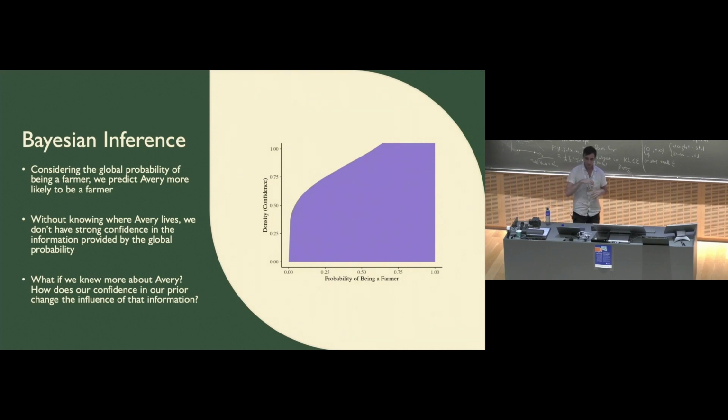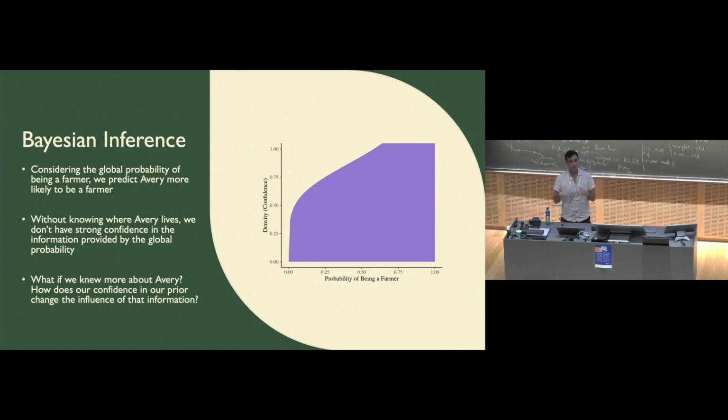So if we now consider the global probability of being a farmer, we're going to adjust our internal model, adjust our reasoning to say, well, we think Avery is more likely to be a farmer. But because we don't know where Avery lives, we don't have a lot of confidence to say that we're going to allow this prior to have a lot of influence. We know there's some information to be gained by including it, but we don't want it to drive our reasoning and our conclusions.